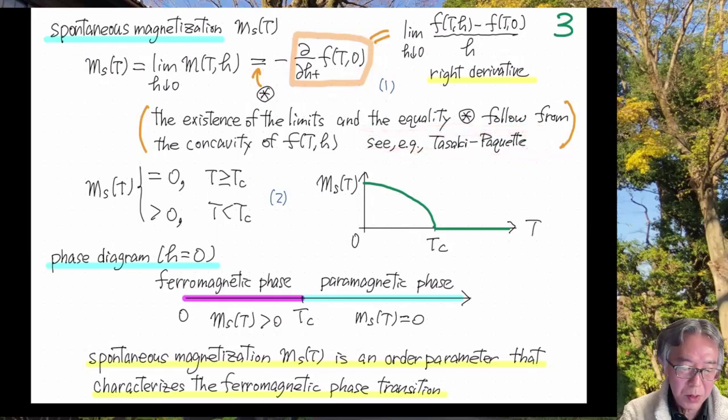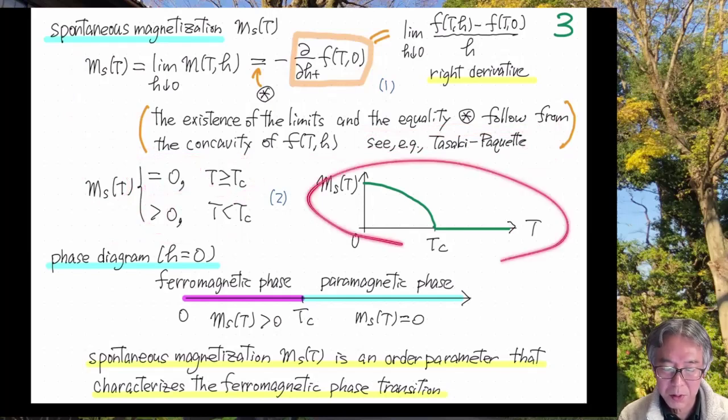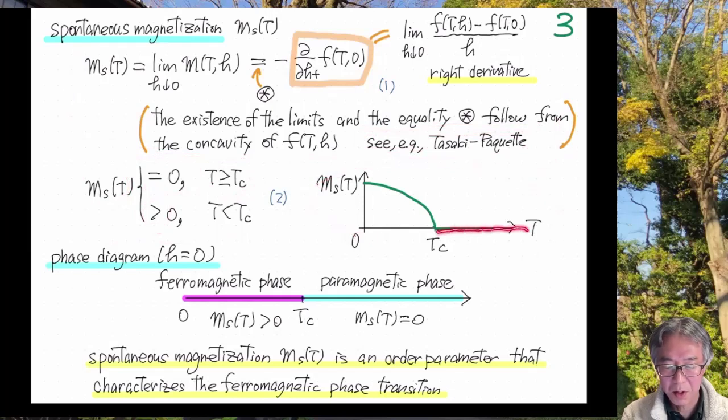Anyway, this is just a definition of spontaneous magnetization, and in a ferromagnetic system, this MST behaves like this. Above TC, it's zero. Below TC, it's non-zero and positive, and the graph looks like this. It's zero here, and it goes up, and it's like this.